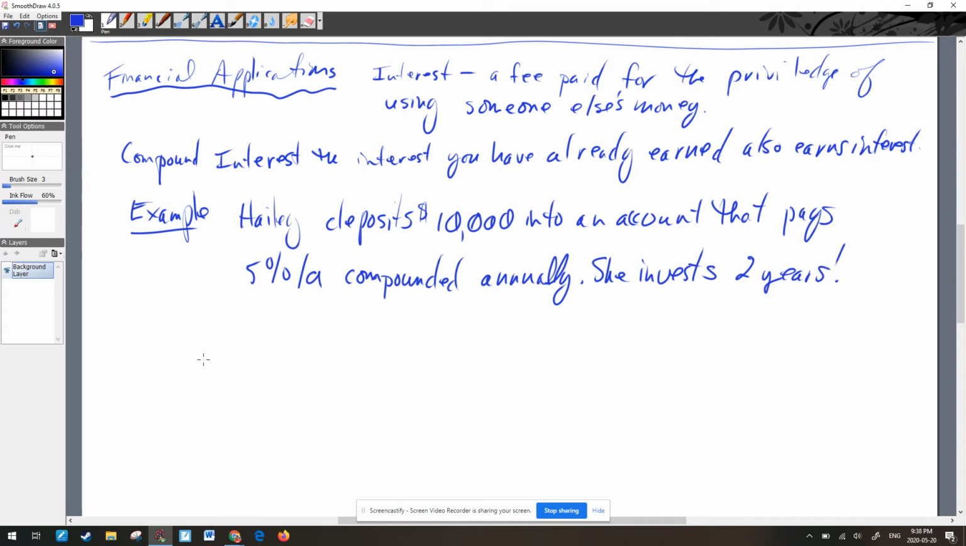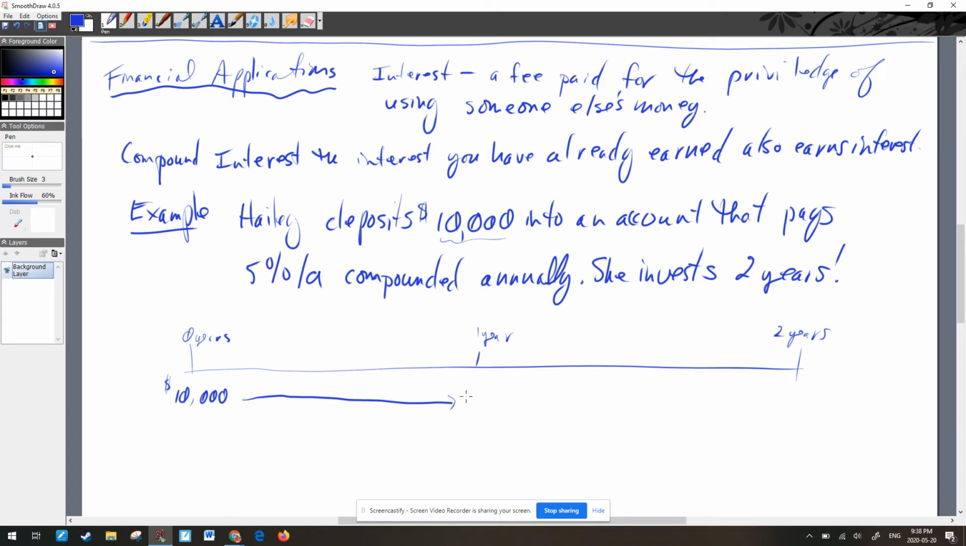Okay, so let's look at a timeline. So here's our timeline: 1 year, 2 years. And let's consider the money now. So this is 0 years. So at the very beginning, Haley drops 10 grand into a bank account. So at the beginning, she has $10,000. That $10,000 is going to sit there. And in a year, the 10,000 that we put there is still going to be there. And in 2 years, the 10,000 that we put there is still going to be there. But what she also gets is 5% interest.